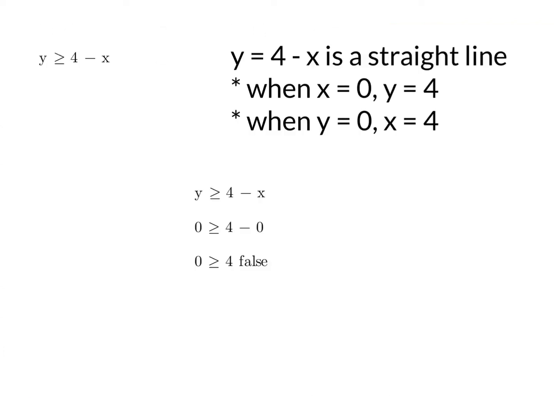Let's look at the other one. So y equals 4 minus x is also a straight line. When x is 0, y is 4, and when y is 0, x is 4. So that means we can actually sketch our line.